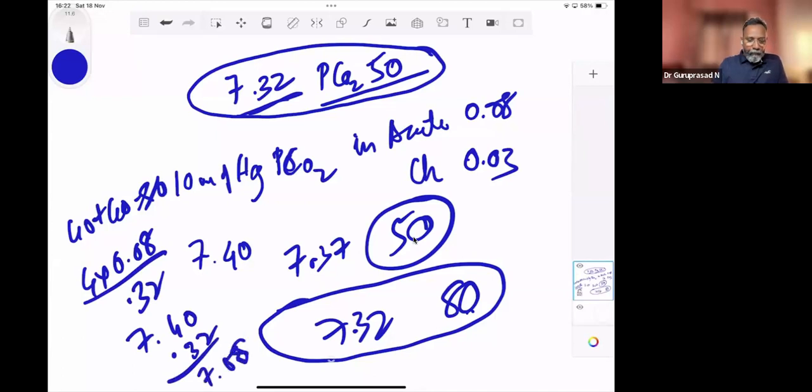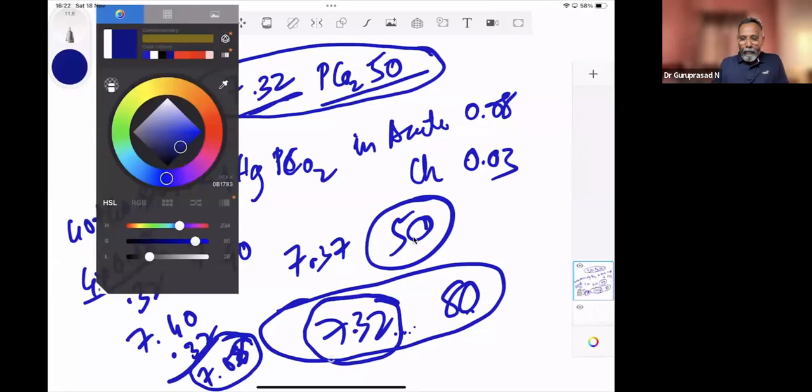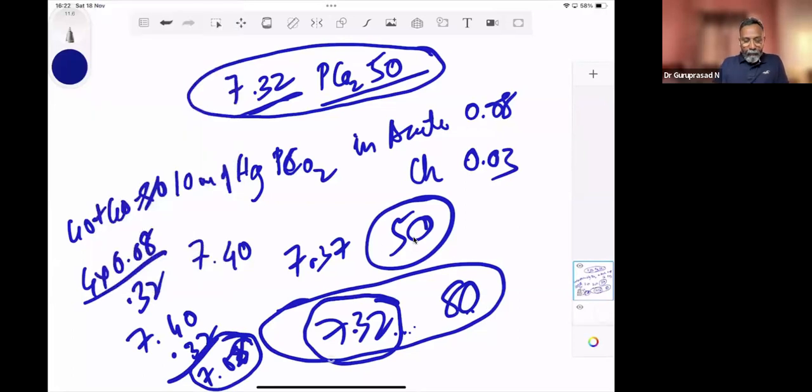If the whole thing was acute, then the pH should have been 7.08. But the pH is 7.32. That means that this is a chronic respiratory acidosis. If everything was acute, then the expected pH should have been 7.08. When there is no major change in pH despite a huge change in PCO2, then it is chronic. Hope I am clear. Yes.